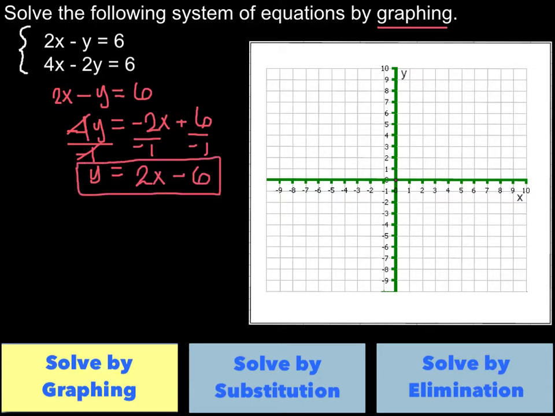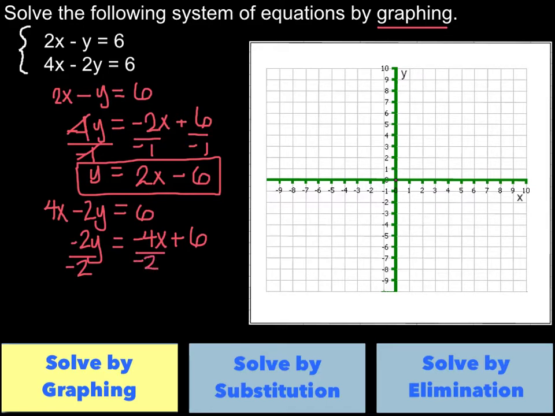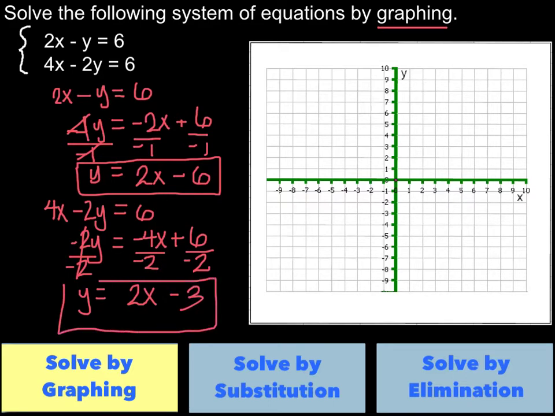And then the next one is 4x minus 2y equals 6. Again, negative 4x plus 6 divided by negative 2 to get y alone. Y equals positive 2x minus 3. There is line number 2. Now let's graph.